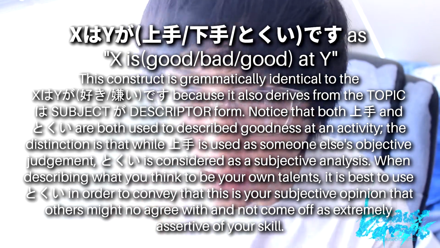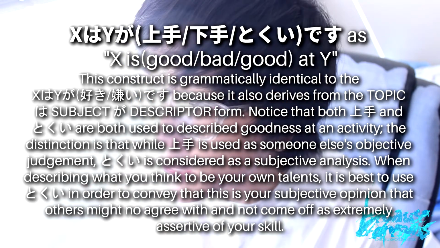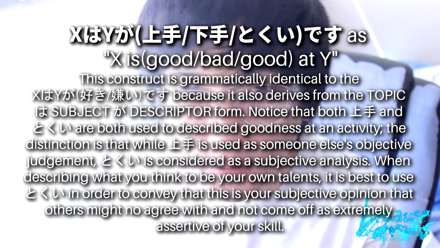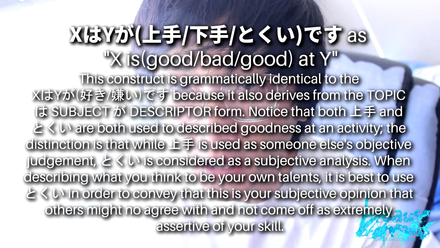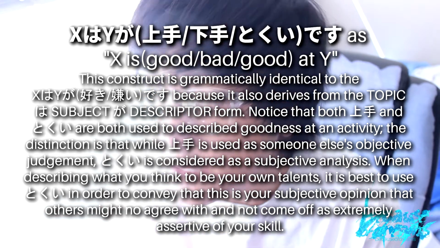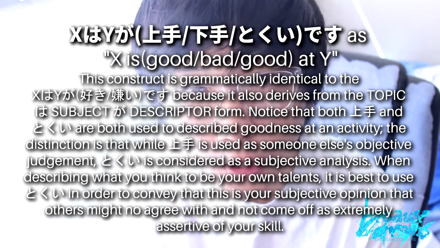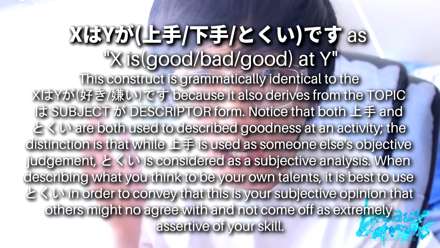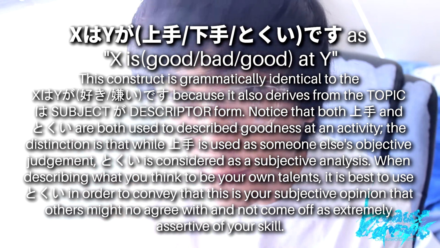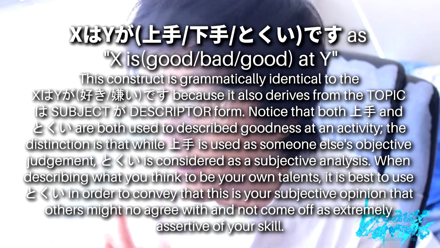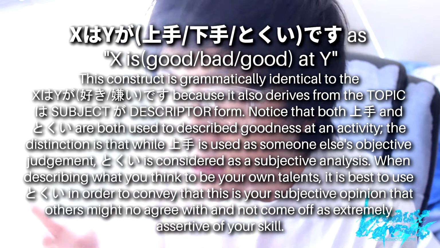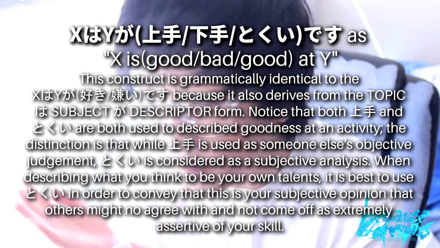So this grammar construct is actually grammatically similar to a previous one that we covered, the X wa Y ga suki desu. And the reason behind this is because it also derives from the topic wa subject ga descriptor grammar construct or grammatical form. So I've listed three words that we're going to use, but we're only describing two things, to either be good or to be bad at something.